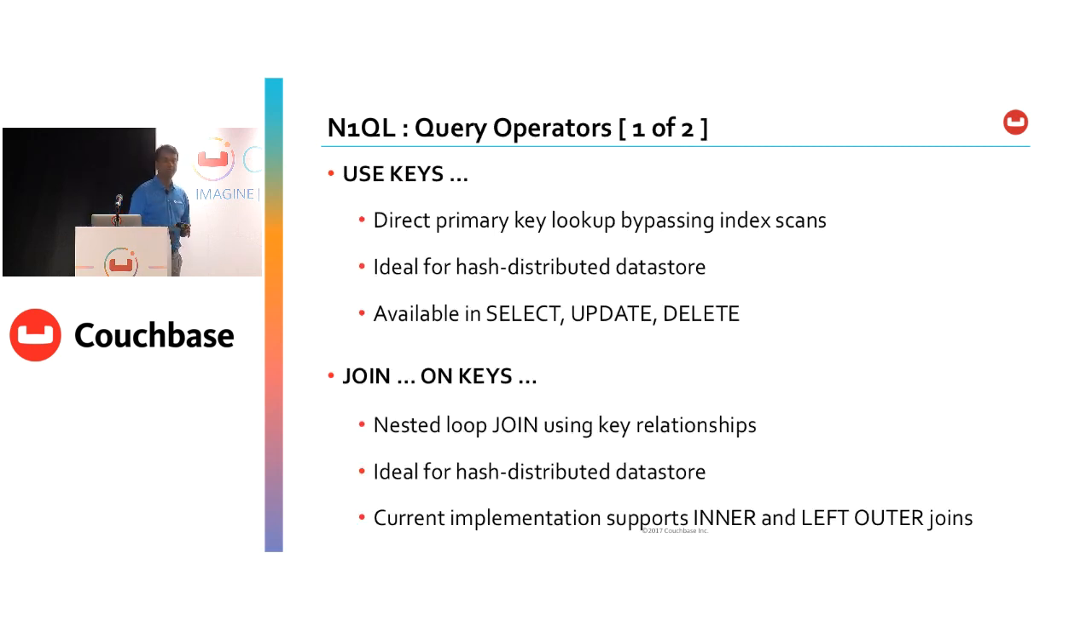Underneath, Couchbase is a distributed key value store. We have a performance optimization: in your application context, if you do know the document key, instead of using an index to find the document that you're interested in, you can simply use keys and give the document key and fetch the document directly. You can give one key or multiple keys, or you can have a subquery to generate the list of keys. It's ideal for a hash distributed store because we know where the documents exist. We can fetch directly from there.